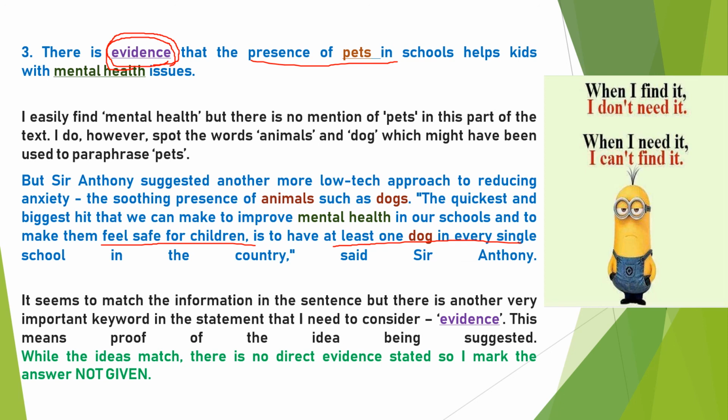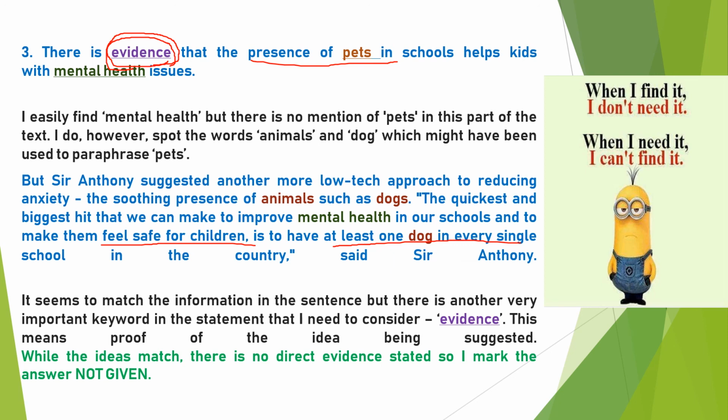and your paragraph. Look whether they are agreeing. If they are agreeing, then don't just write true. Go for each and every word of the statement. The keywords, evidence, pets, mental health, are they all present in your paragraph? If even any one keyword, important part of the statement is missing in the paragraph, then you can clearly write that it is not given.